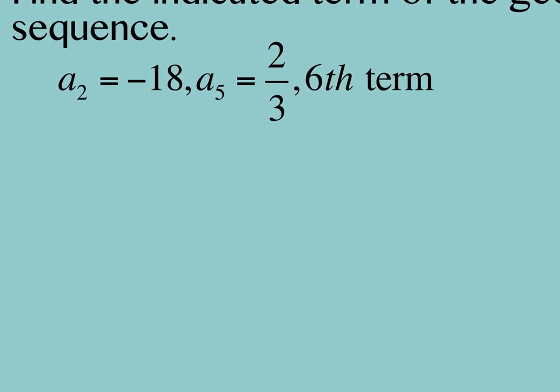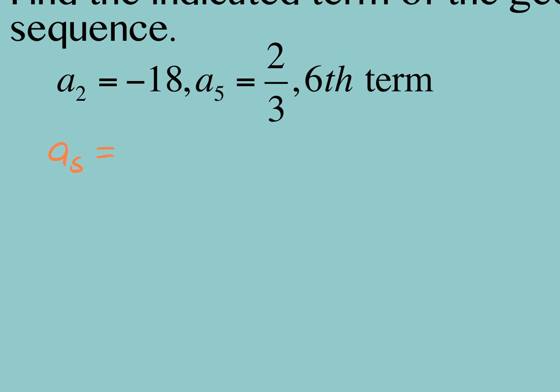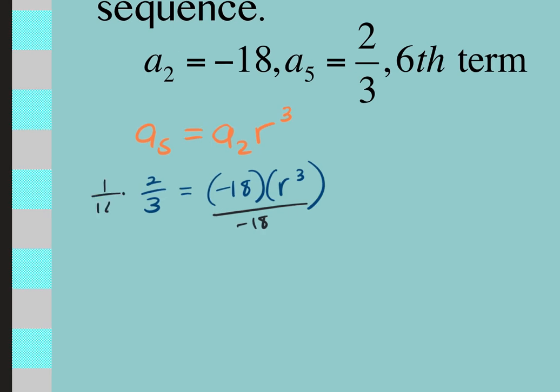So what goes on the left? A5 is going on the left. What goes on the right? A2 times R to what power? To the 3rd. 5 minus 2. Now plug in what you know. A5 is 2/3. A2 is -18. R to the 3rd. Now divide both sides by negative 18 or multiply by negative 1 over 18. 2 goes into 18 9 times. I get negative 1 over 27 equals R to the third.